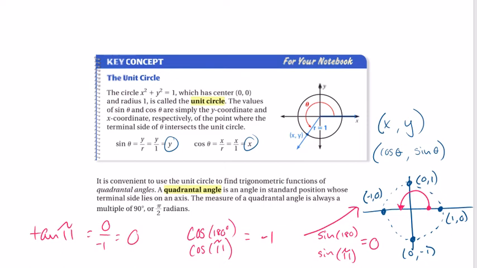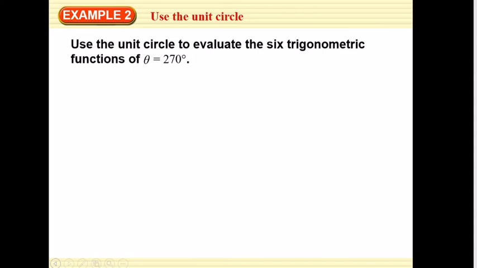So just by drawing out a quick picture, drawing out these points, and memorizing the relationships between these trig functions, you're going to be able to construct these examples fairly easily. So let's look at an example. Use the unit circle to evaluate the 6 trig functions for theta equals 270 degrees.